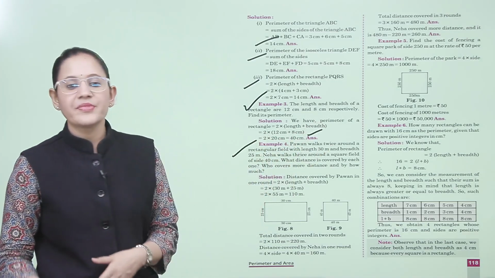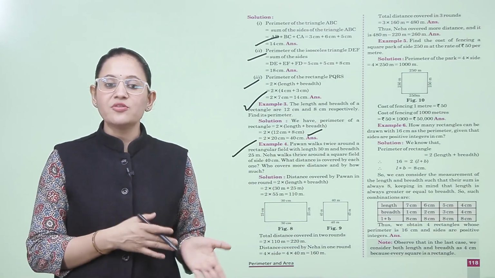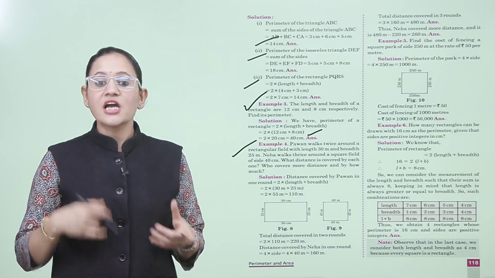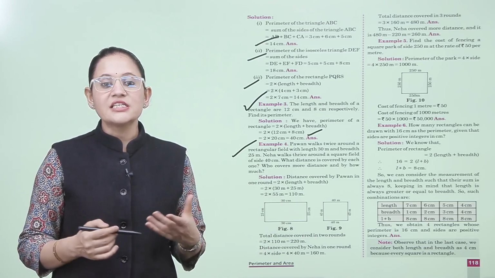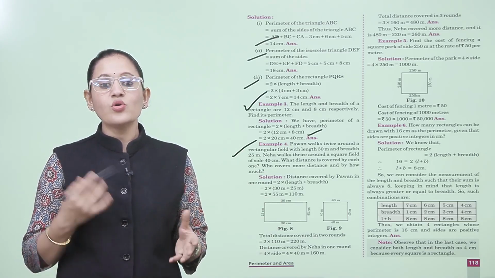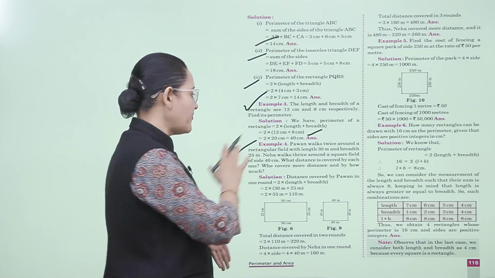Another example. Pawan walked twice around the rectangular field with a length of 30 centimeter and breadth 25 centimeter. Neha walked thrice around the square field whose side is 40 centimeter. What distance is covered by each one? Who covered more distance, and by how much? So first we will find the perimeter.